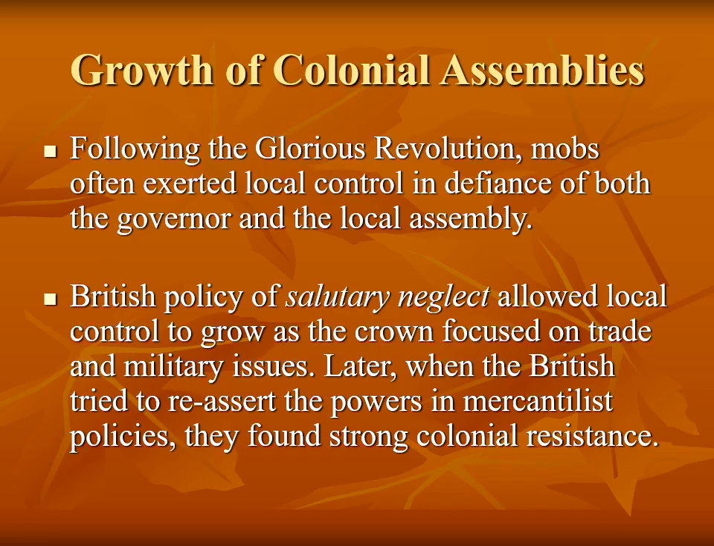Okay, so these mobs at this time that exert that control, I mean, it's kind of like in that movie Gladiator 20-something years ago, where it says, Rome is the mob. Well, it's the same thing here. The colony is the mob. And when they can exert that numbers influence like this and the threats of violence, it's a pretty powerful motivator. And what happens is you go to the second bullet, and the British policy, that salutary neglect, allows that control to grow to the point where you can't stop it.